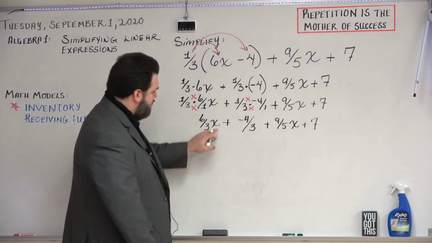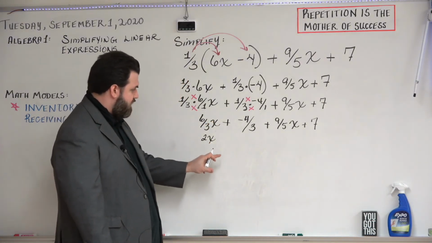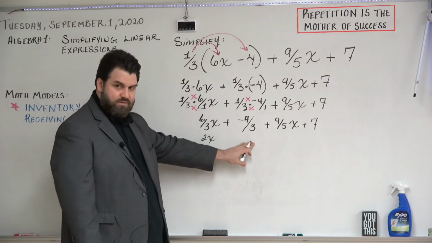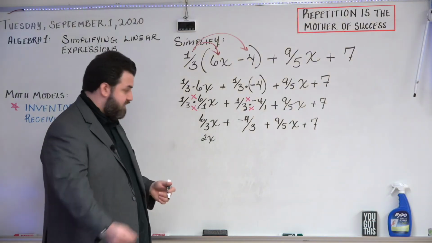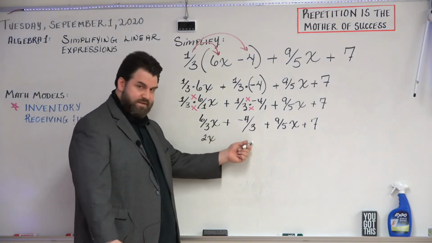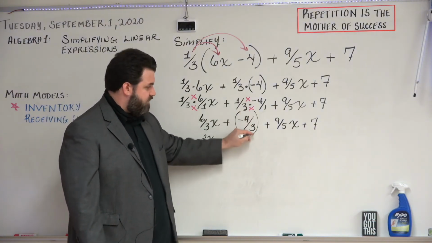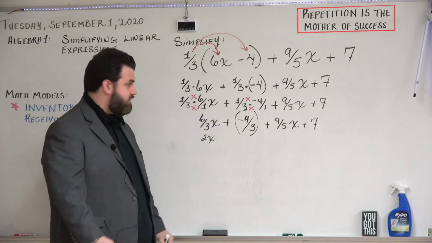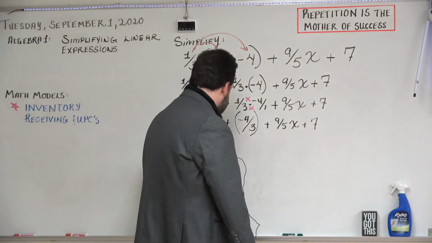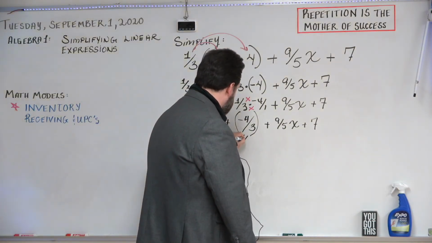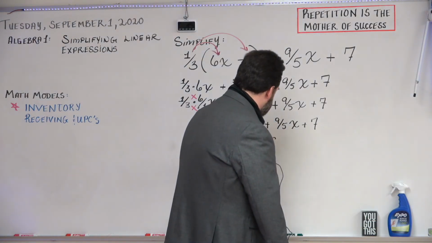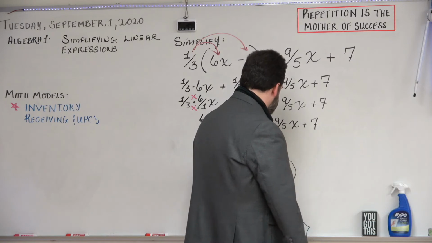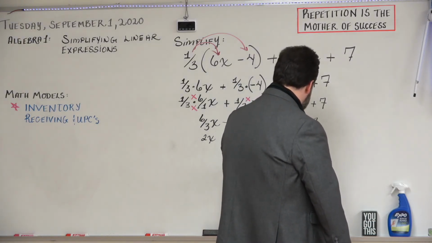And then here I have something that could be confusing. I wrote plus a negative number. I like to write it that way. This keeps it very clear in my mind that this negative goes with this fraction. So I'm going to continue to do that. 2x plus -4 over 3 plus 9 over 5x plus 7.